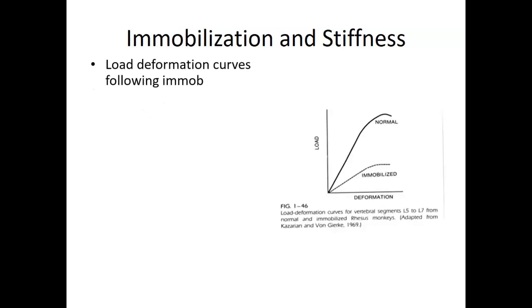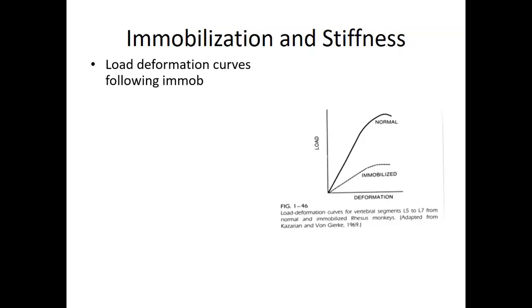So this is that stress strain curve that we talked about earlier. And this is looking at monkeys who were immobilized. So there was a monkey that was immobilized, poor little babies. I have a huge appreciation for people who do animal research, but I'm such a softie, I couldn't do it. So vertebral segments from monkeys is what they looked at here.